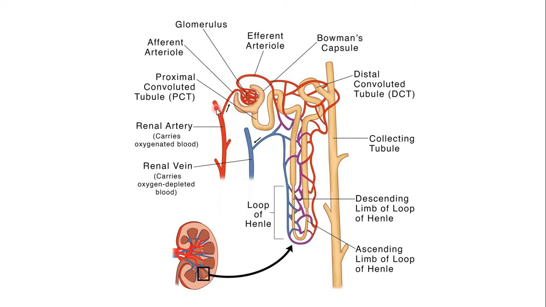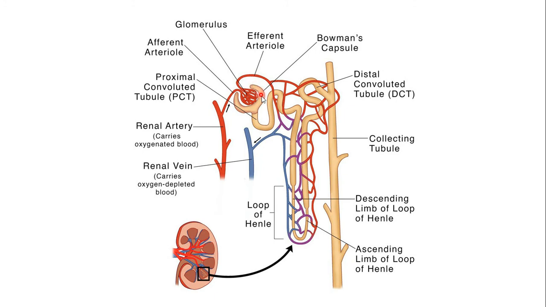So here we have the renal artery, represented in red, and that's going to carry oxygenated blood because these structures need oxygen. Connected to the renal artery is the afferent arteriole. And this structure here is the glomerulus, and this one right here is the efferent arteriole.